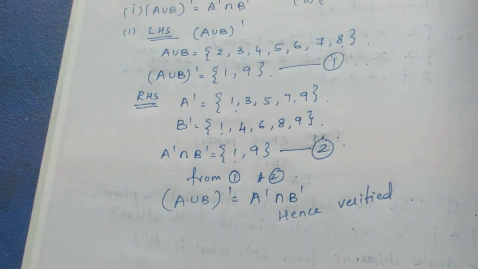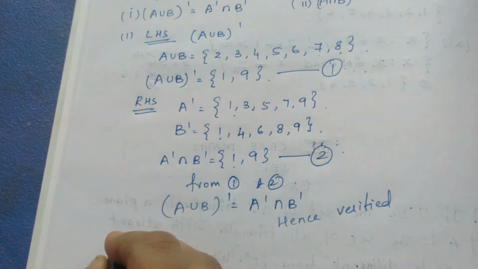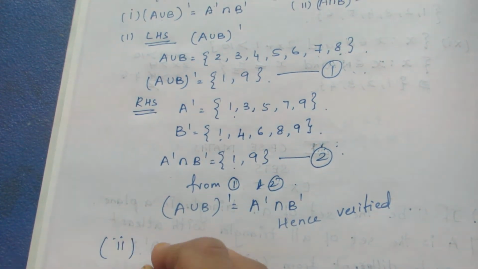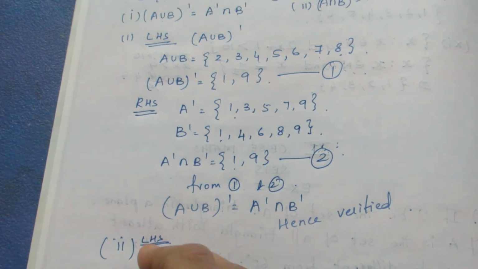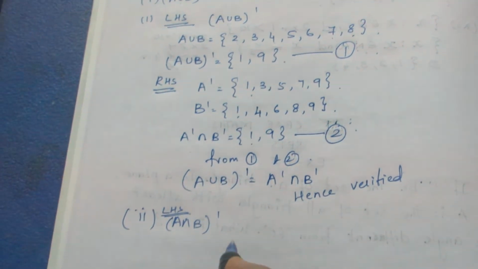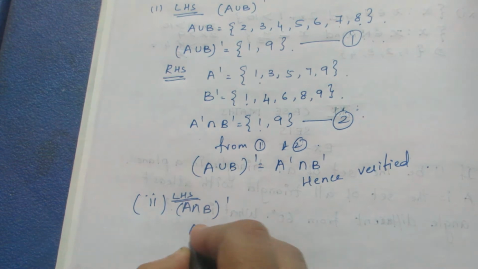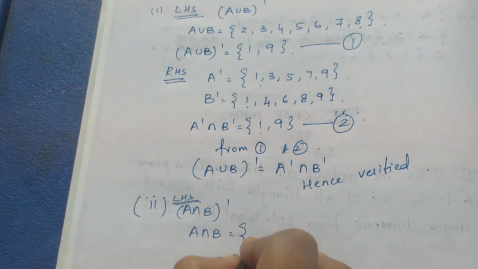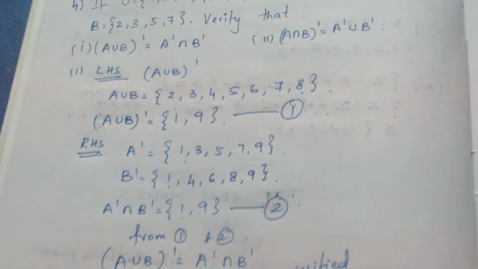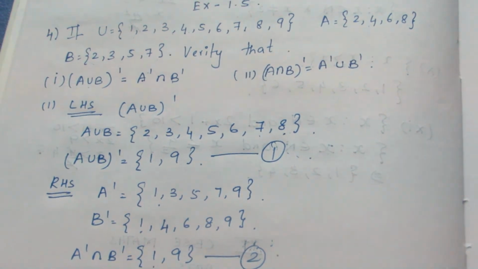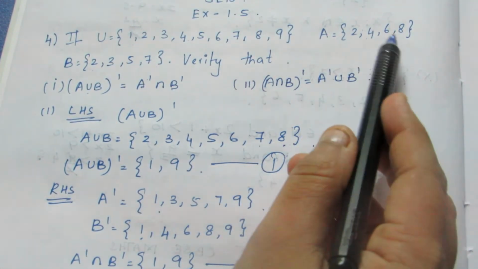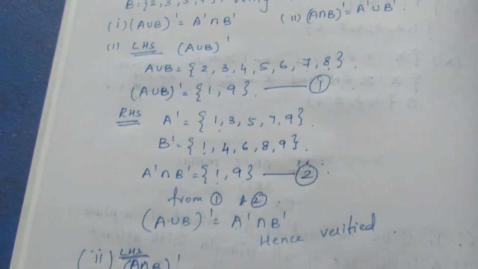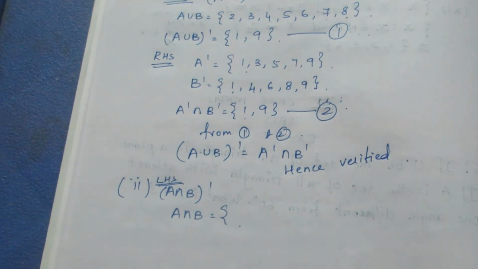We will move on to the second subdivision. Second subdivision is A intersection B. In LHS they have asked us to find (A intersection B) complement. For that we need to find A intersection B first. So A intersection B is the common elements in A and B. So the common elements of A and B are 2. That's all, it's only 2.